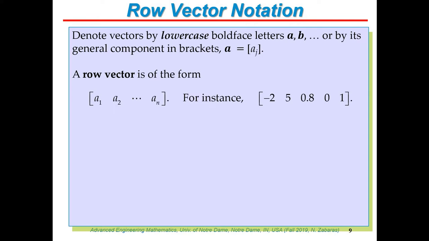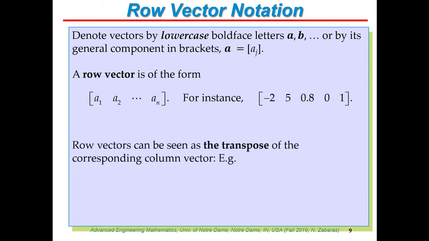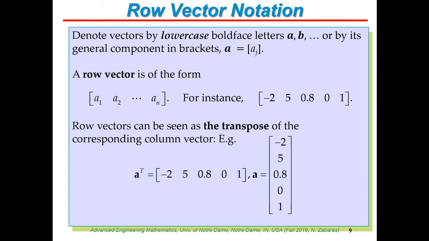Now, the row vectors are special vectors as well. Here is a row vector, indicated also in brackets like a column vector, but the elements are shown horizontally, if you like, in a row. Here is one nice example. Everybody is familiar with the concept of the transpose of a matrix. So let me just say at this point that you can think of a row vector as nothing else but the transpose of a column vector.